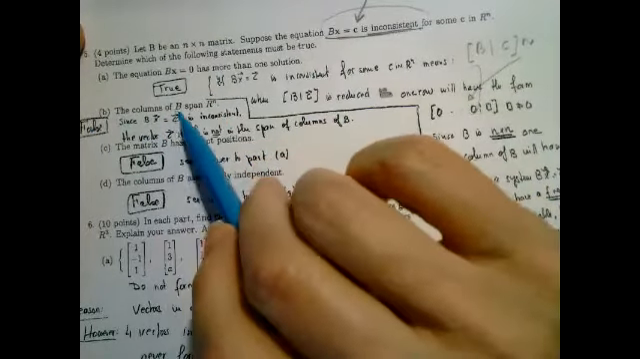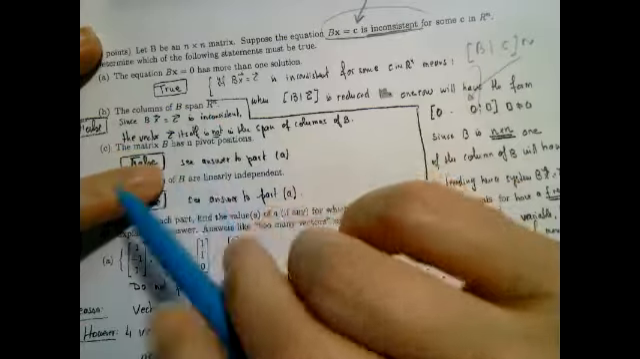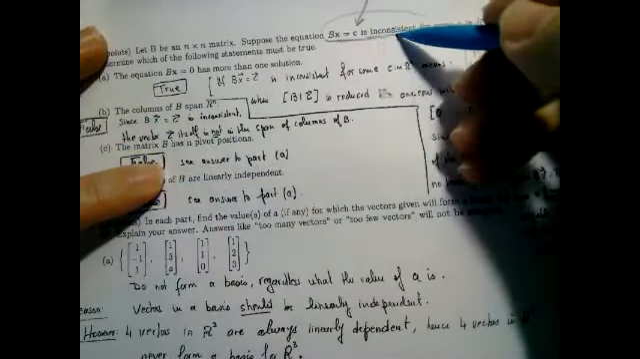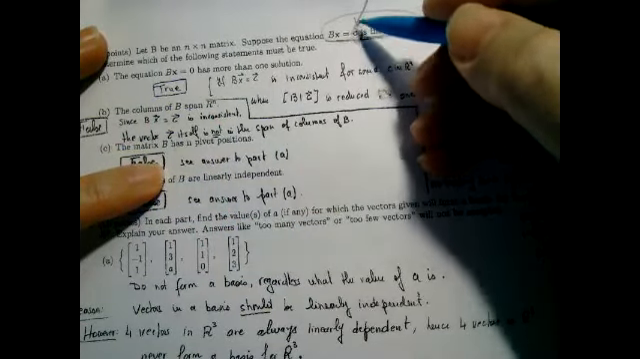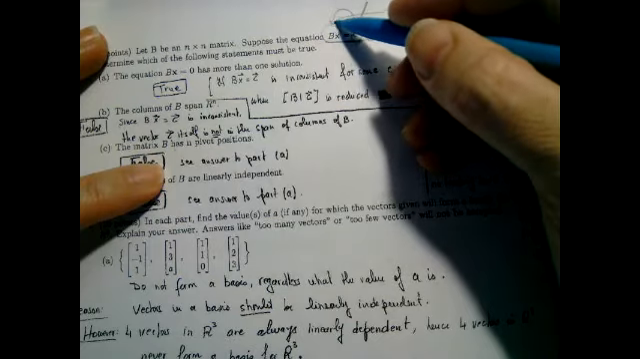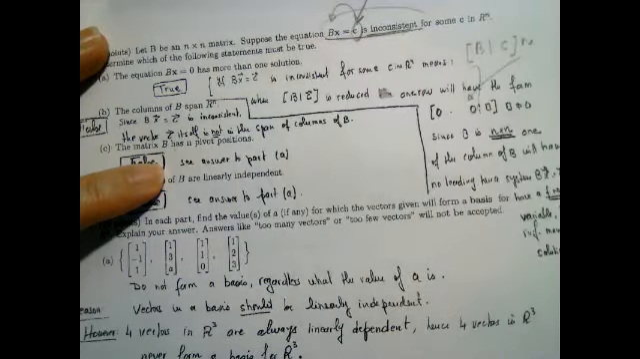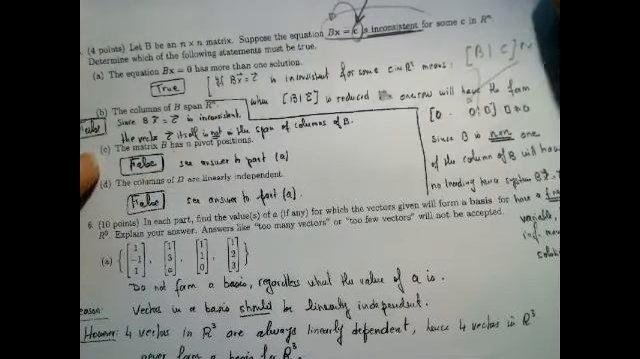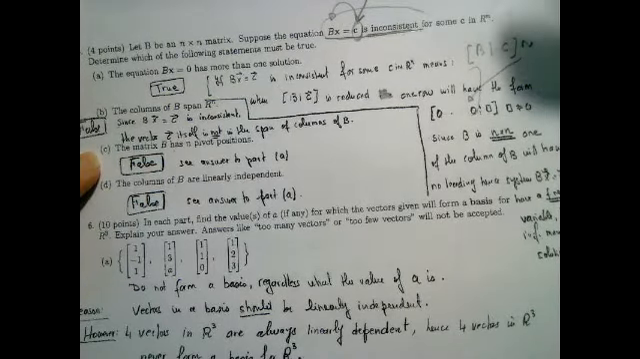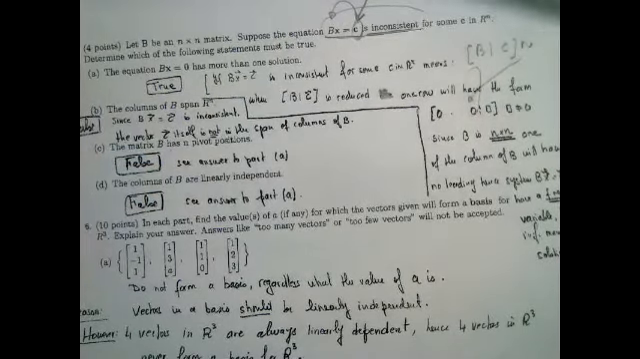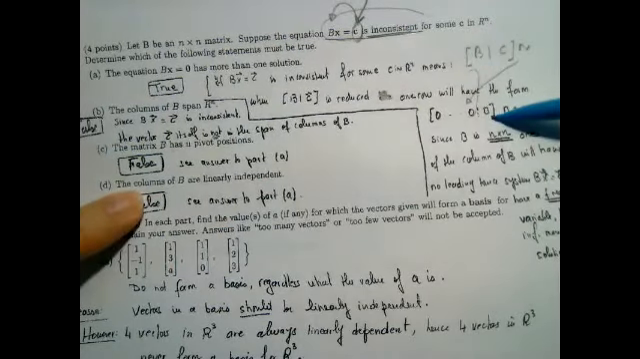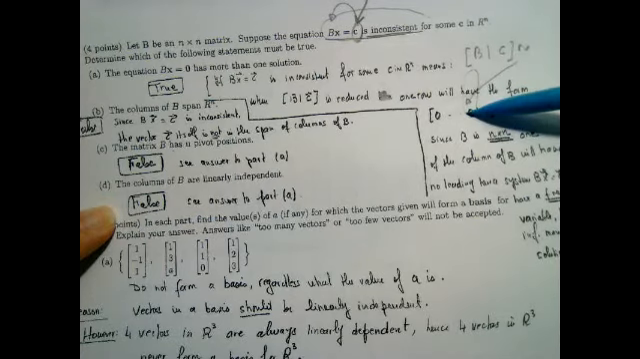Now, does the column of B span Rn? Absolutely not, because if Bx equals C is inconsistent, it means the vector C itself cannot be written as a linear combination of the columns of B. Does the matrix B have n pivots? No, because that's the argument right there. Are the columns linearly independent? Absolutely not, that's the argument also right there.